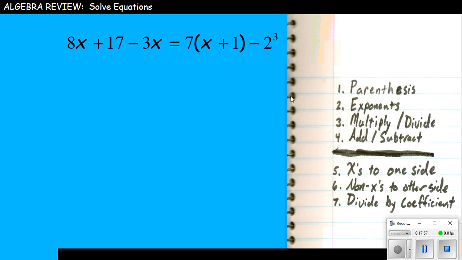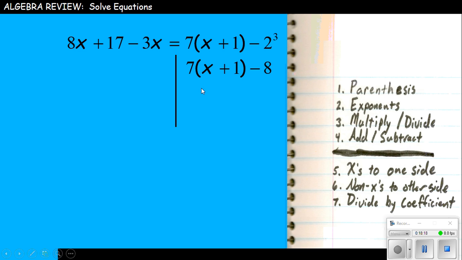Okay, so the first step, since there were no parentheses, is to deal with the exponent. 2 to the third is 8. So I'm going to change that 2 to the third to an 8. So on the right side, I have 7 times x plus 1 equals negative 8. There's no exponents on the left, so the left side's not changing. I'm going to leave the left side alone and just simplify the right side. And then we'll go back and deal with the left.